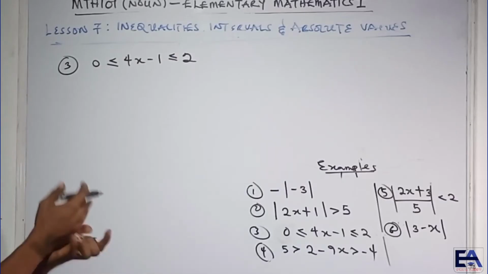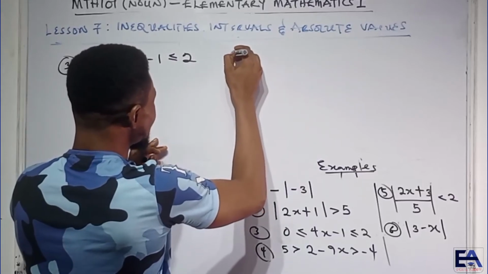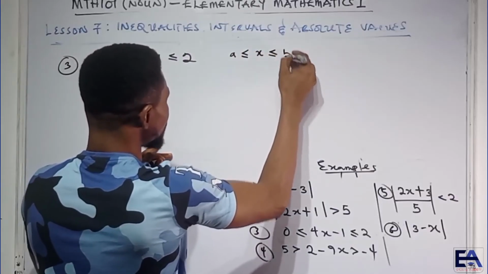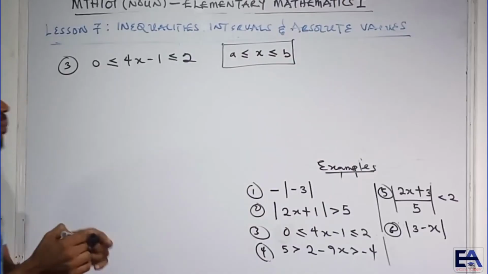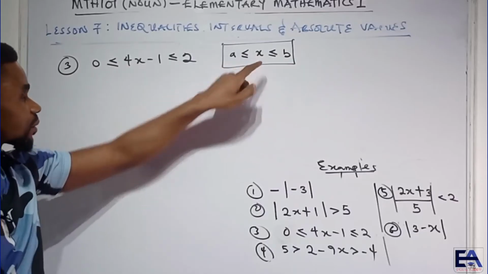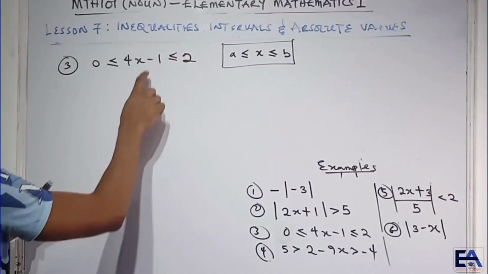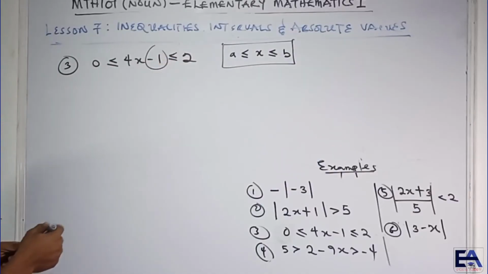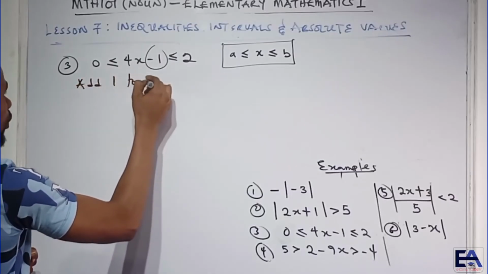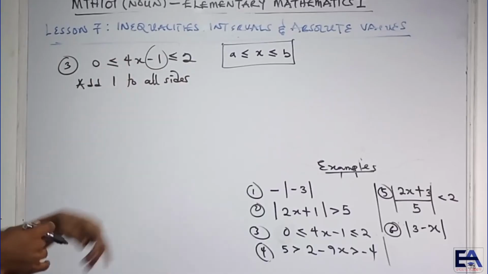We keep doing everything mathematically possible until we achieve a result that looks like a less than or equal to x, then less than or equal to b. We keep reducing everything that is around x until it reaches this kind of stage. So that is what we do. So how do we get rid of that now? In this case, we first deal with this minus 1. And how do we deal with the minus 1? You add 1 to all sides. Anything you see there, it is the opposite of it that you do in order to remove whatever is there. You get it?